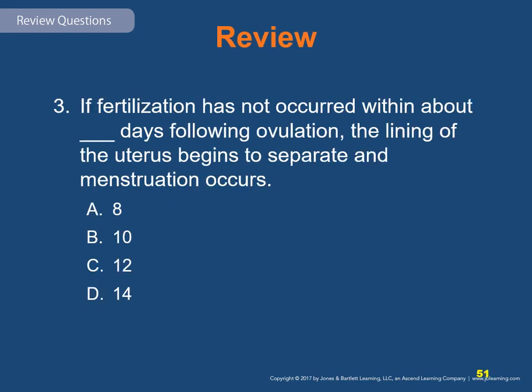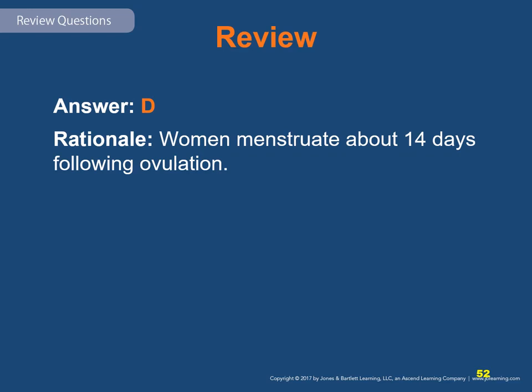Review question 3. If fertilization has not occurred within about blank days following ovulation, the lining of the uterus begins to separate and menstruation occurs. A. 8, B. 10, C. 12, D. 14. The correct answer is D. Women menstruate about 14 days following ovulation.